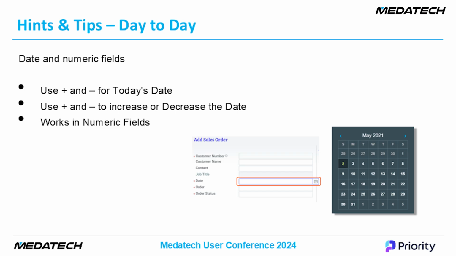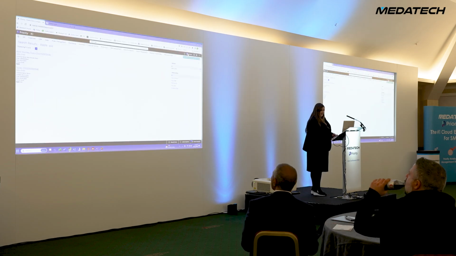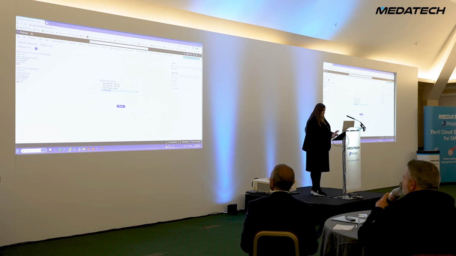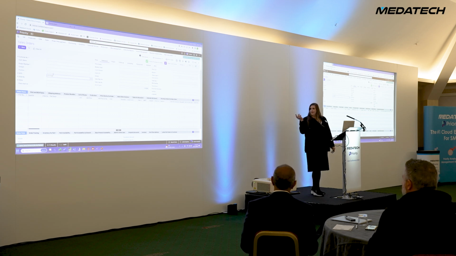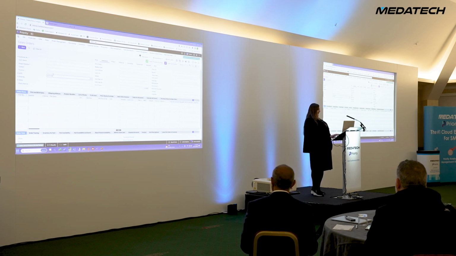Right, date and numeric fields. This is another surprising feature that has been around for some time, but the number of times I watch people type today's date in a field is amazing. If you are in an empty form in Priority, I go to the date field, I press the minus key, and it gives me today's date. So minus and plus will put today's date in.